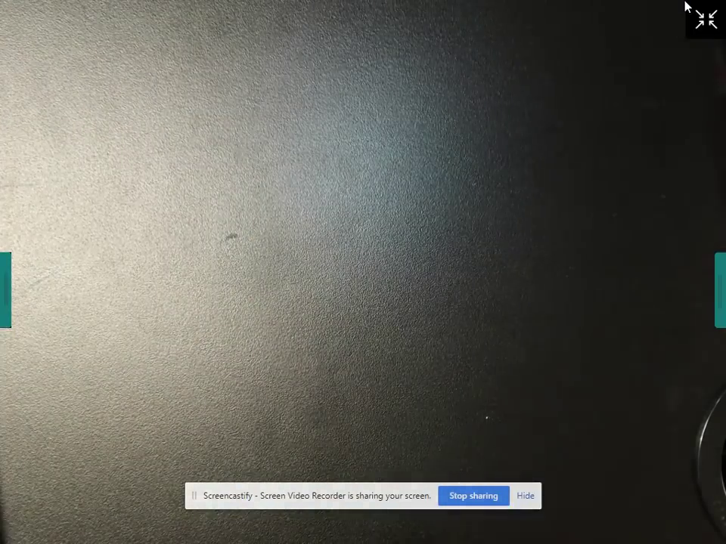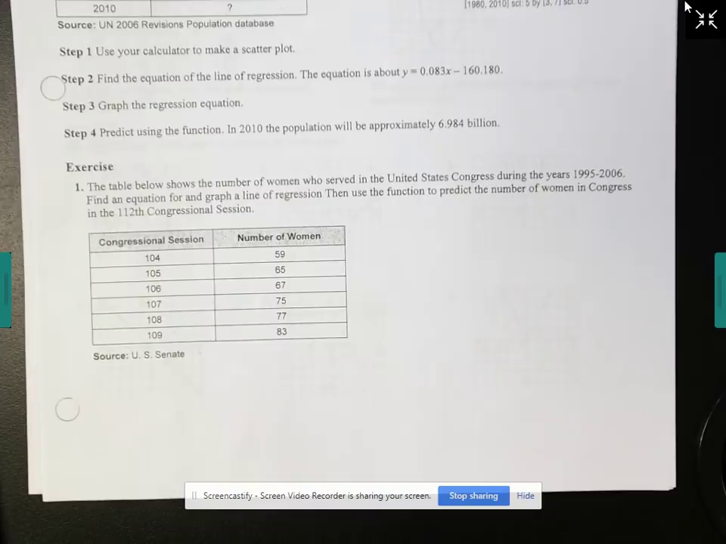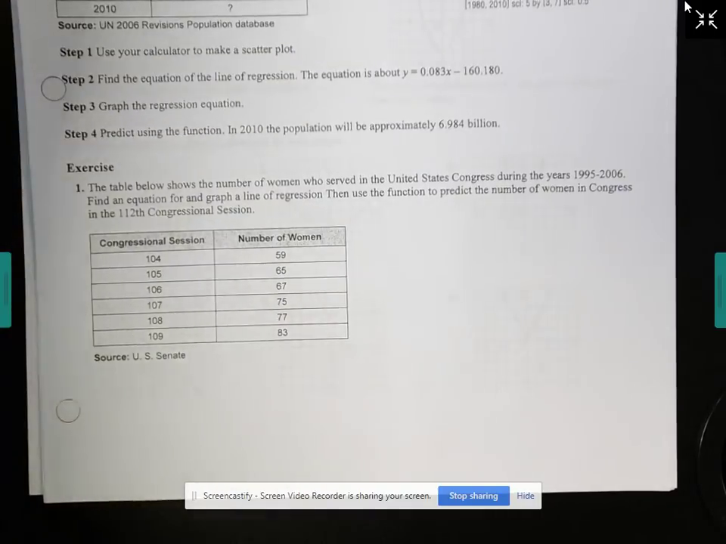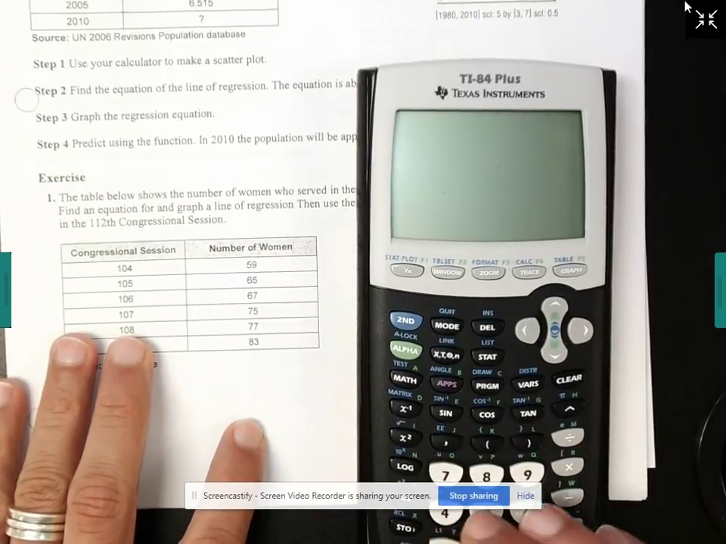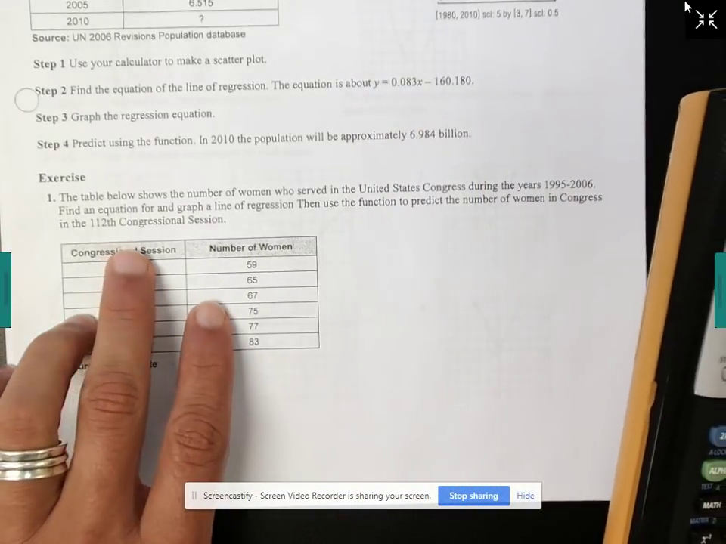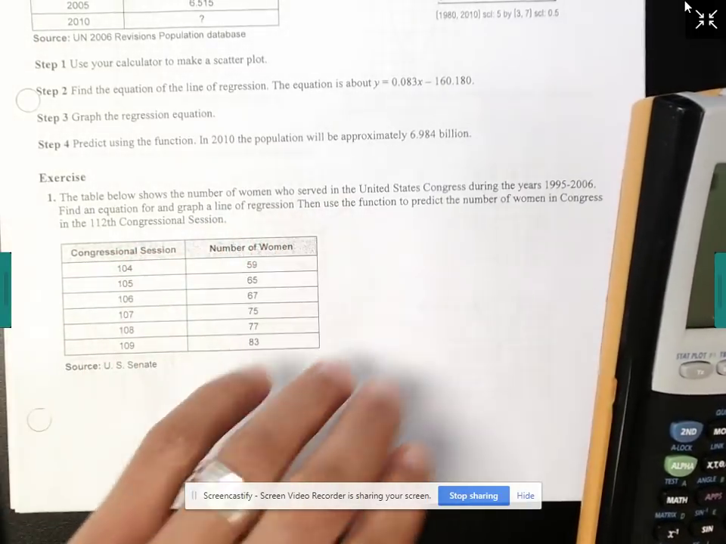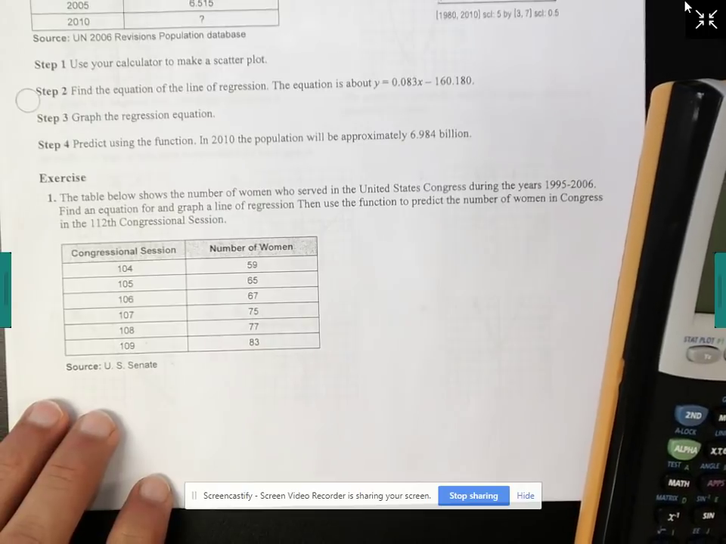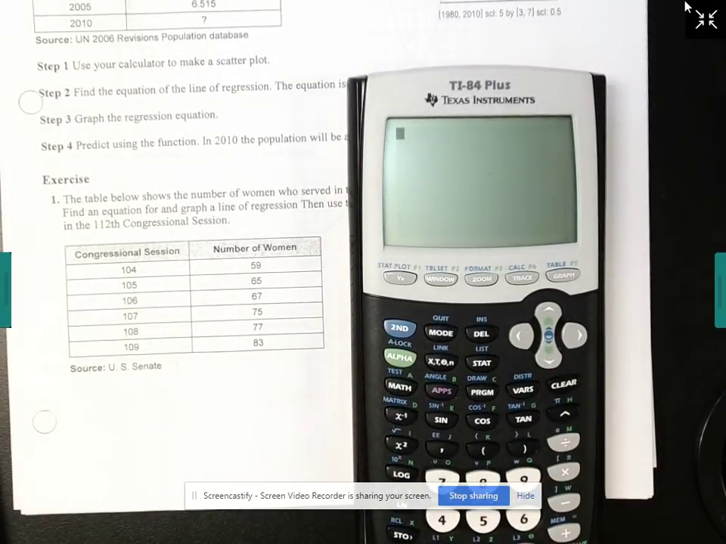All right, so let's quickly go to the back of this. So this one, we're actually going to do most of this with a calculator. Now, when it comes to something this big, it can become very tedious to do by hand. All right, so what we're going to use is a calculator for this. Okay, so on this one, they want us to find an equation and graph a line of regression, then use that function to predict the number of women in Congress in the 112th congressional session. So we're going to use the calculator completely on this, right?